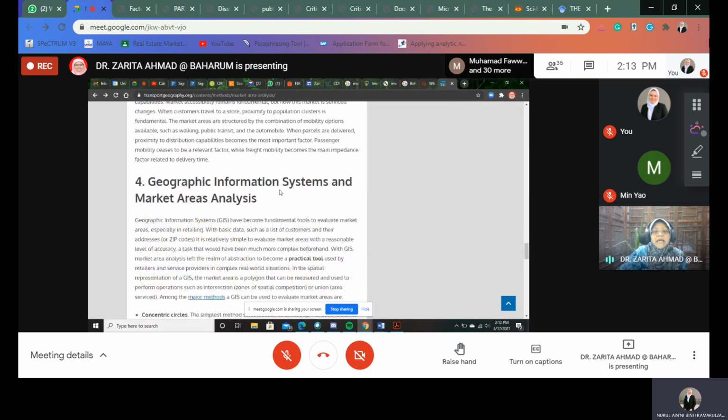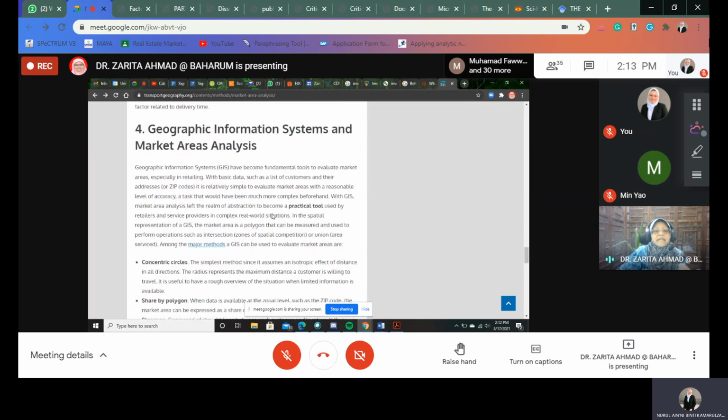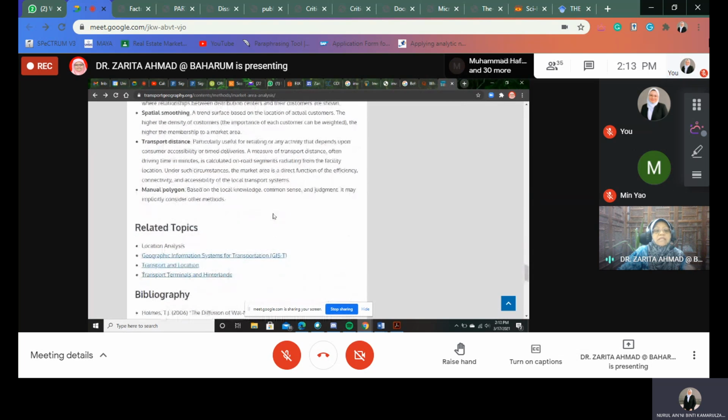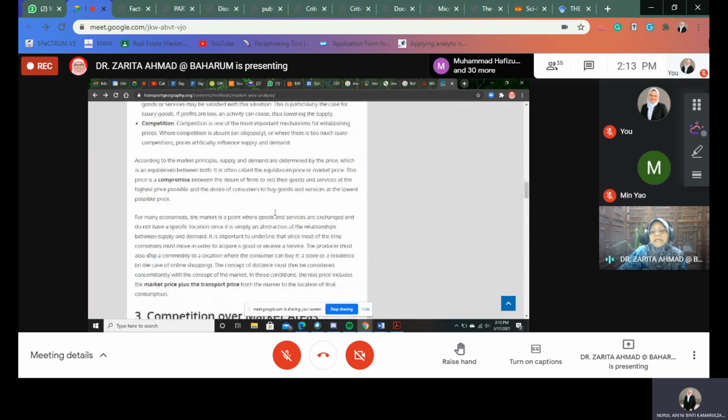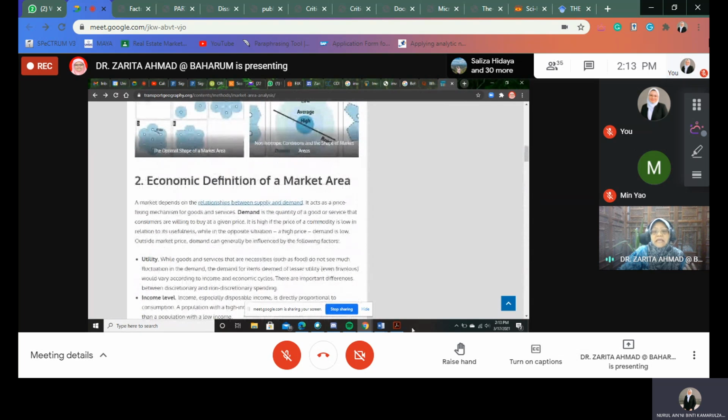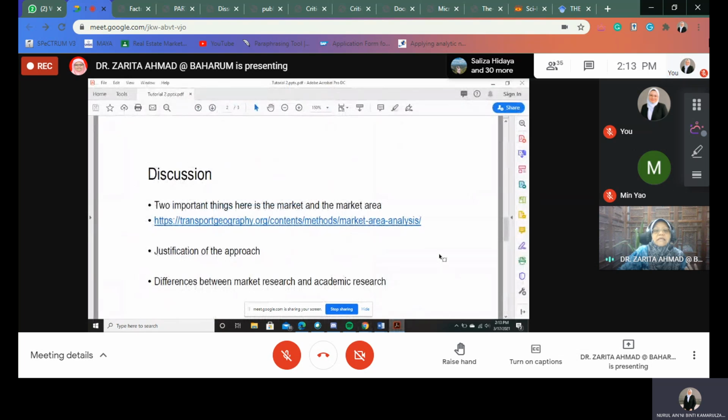So this is another one. We are talking about GIS and market area analysis, how important these things are and how to go about it. Just a snapshot, simple things that we have learned yesterday. Not to worry. Justifications of the approach.